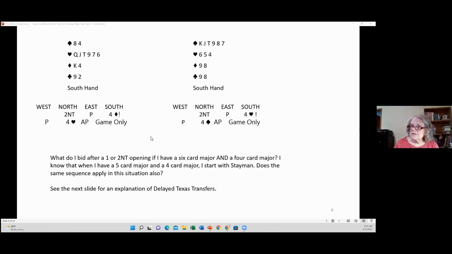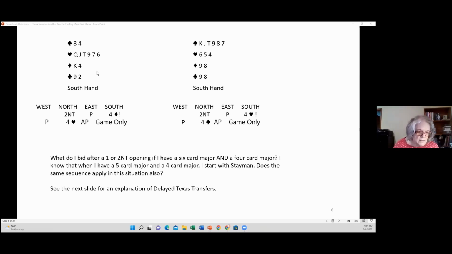So now here are a couple of examples of hands that would be game only following a 2-no trump opening. If North opens 2-no trump and I'm sitting here holding the South hand, I've got 6 points. I know my partner has 20. And so I'm pretty sure we have a game. I have 6 decent hearts, and I know he has at least 2. So I'm going to use a Texas transfer and say, partner, don't even think about anything more than game.